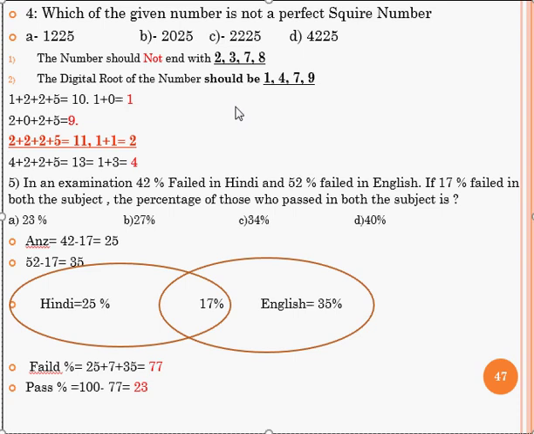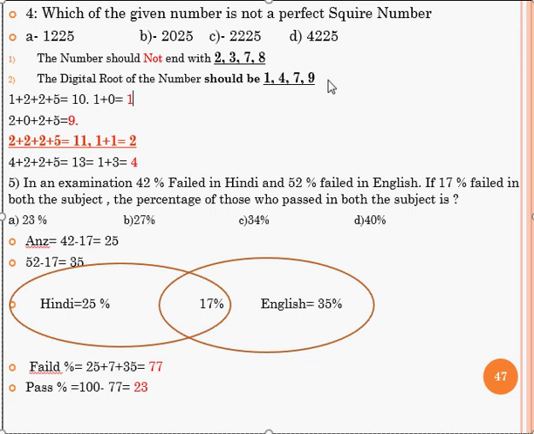Next, B: we have to check whether it is a perfect square or not. 2025: the end number is 5, so the first condition is satisfied. The digital root is 9, so the second condition is also satisfied. If both conditions are satisfied, the number is a perfect square. B is also a perfect square.